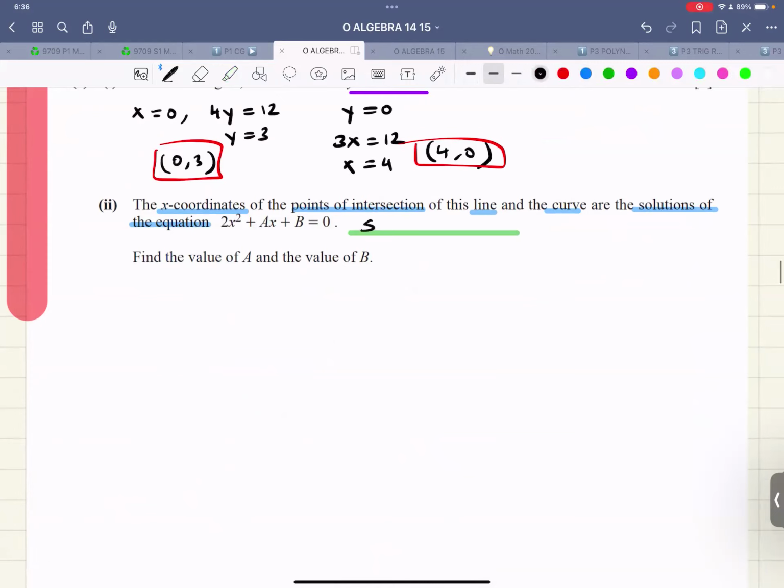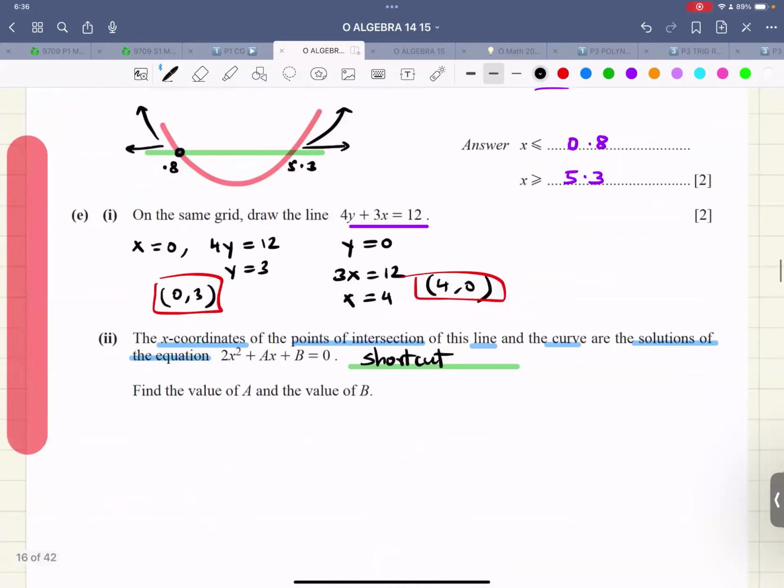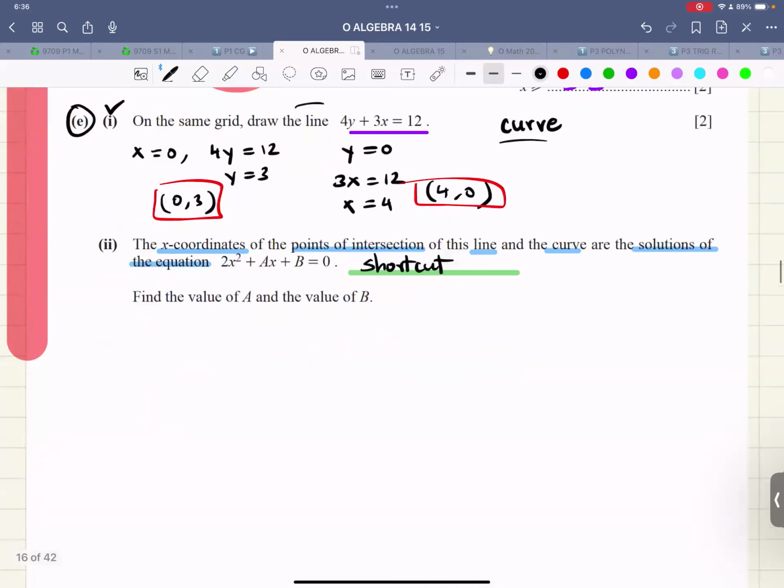Now, first of all, let me give you the shortcut. What is the shortcut? Naturally, they ask this question after making you draw this thing, and you have already drawn the curve. That means this is in context of the curve and this line. So the shortcut says, make the two equations equal to one another, and then I'll make you understand the logic.